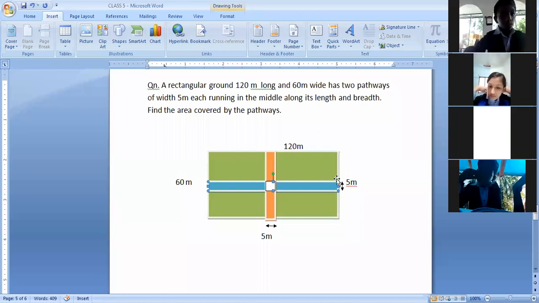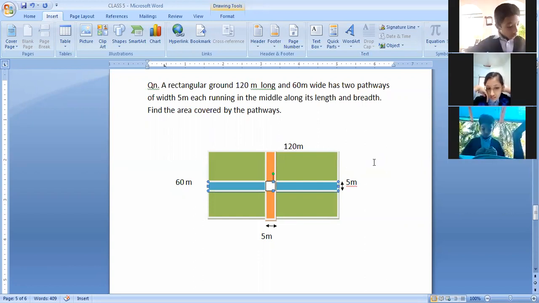And you know the breadth. What is the breadth of that pathway? 60 meter? Breadth of the pathway? 5 meter. Okay, 60 meter is the breadth of the ground. I asked you the breadth of the pathway, that is 5 meter. So don't get confused with the values in the question.